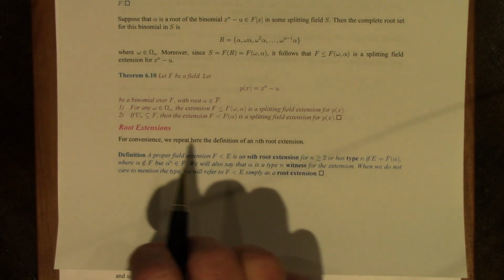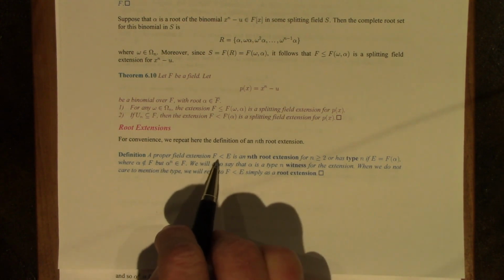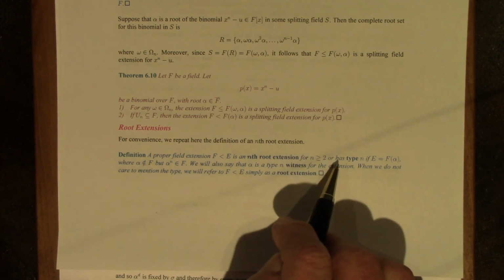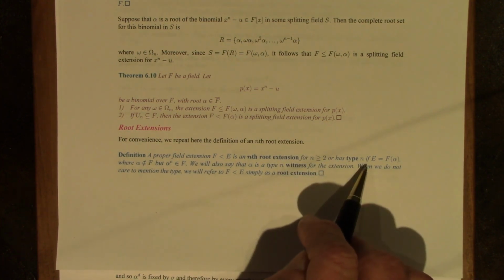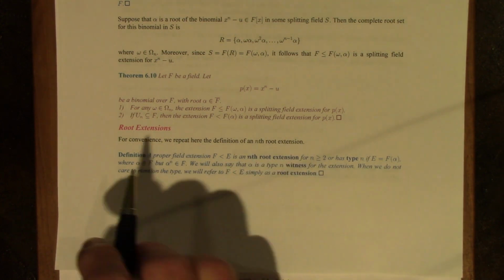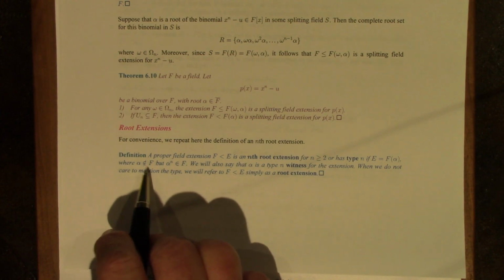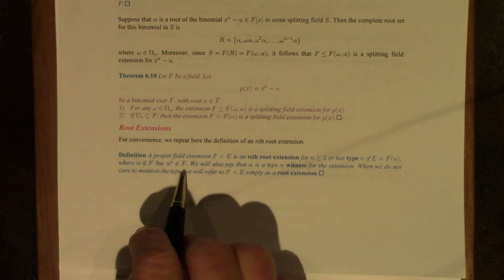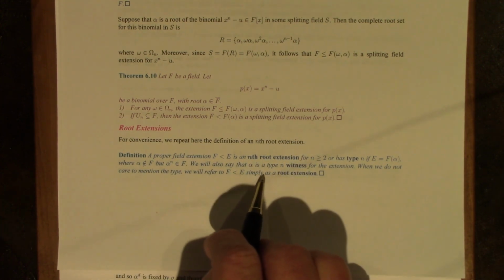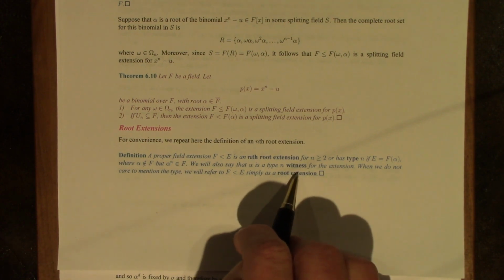It's all the same. A proper field extension, E over F, is an nth root extension, or has type n, if E is F with alpha adjoined, where alpha does not lie in F, but alpha to the n does lie in F. And we'll also say that alpha is a type n witness for the extension. When we don't care to mention the type, I'll just use the phrase root extension.